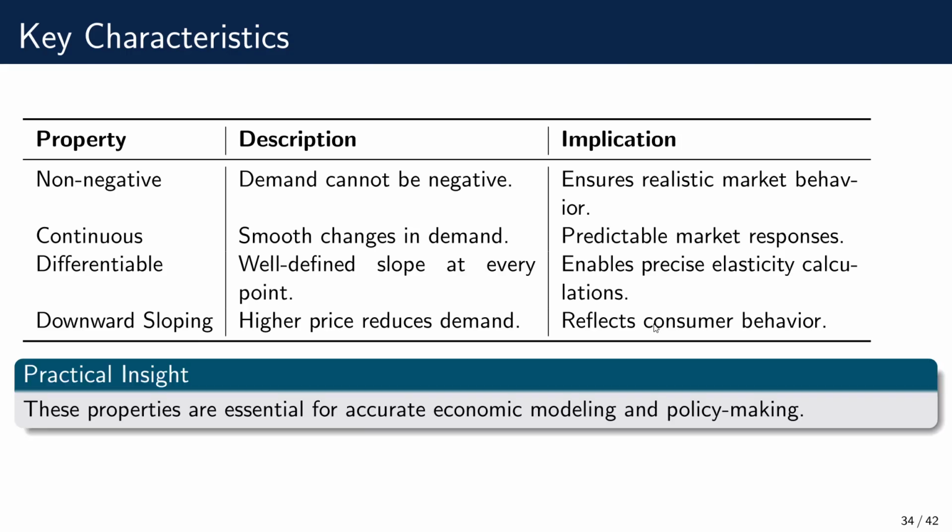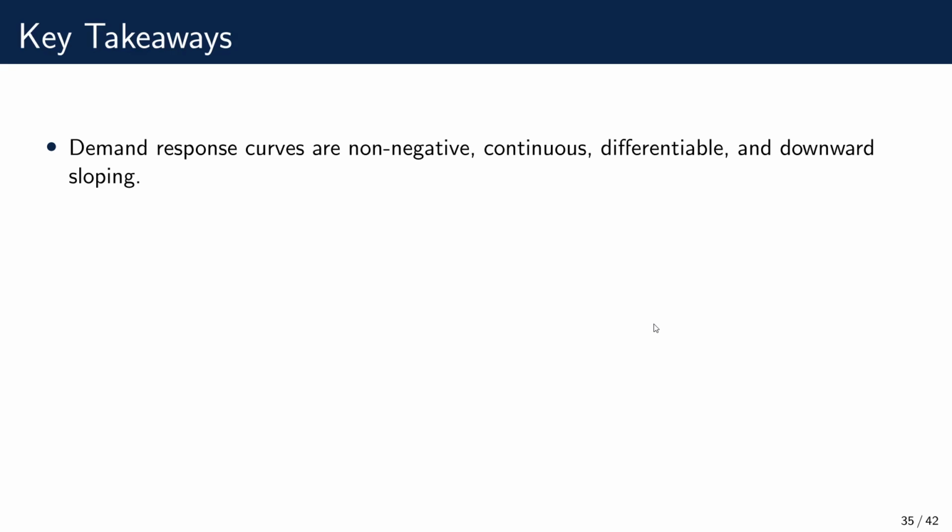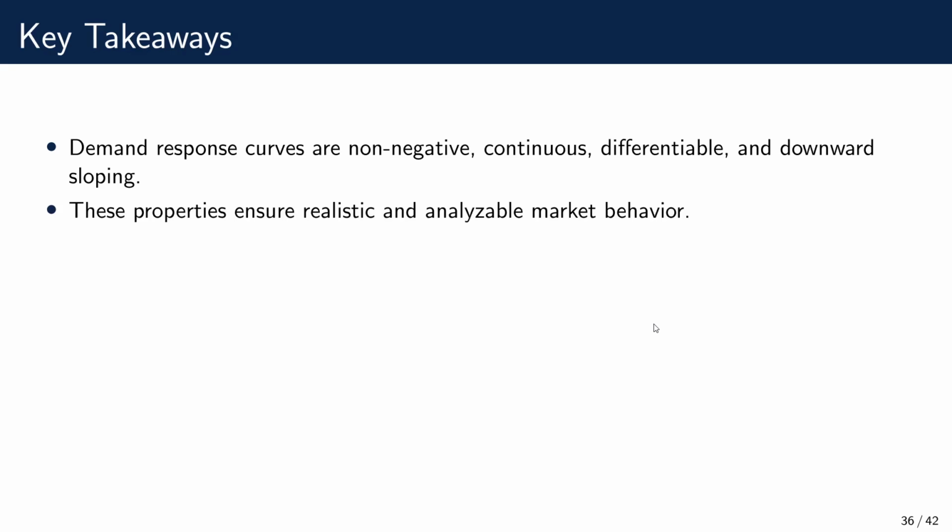Now, the practical insight here is that these four properties are essential for accurate economic modeling and policy making. So, what are the key takeaways? The first is that demand response curves are non-negative, continuous, differentiable, and downward sloping. These properties ensure that the behavior is realistic and analyzable.